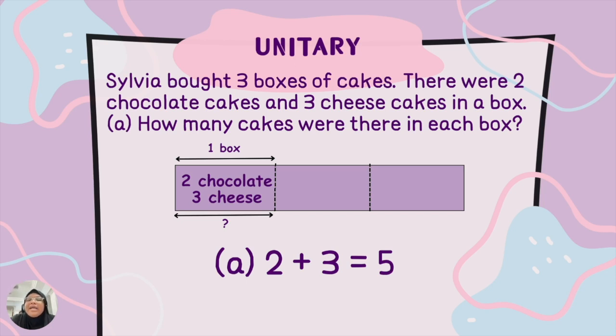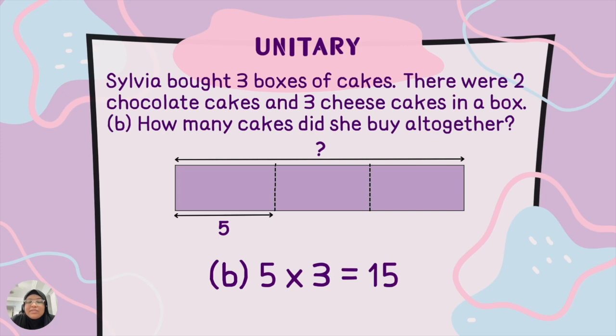Okay, and then for part B, using the same model, the child should be able to identify which is the second question. So earlier for part A, we've already identified that each box has 5. Okay, so how many cakes did she buy altogether? So 5 times 3, because there's 3 boxes. So that's why you're able to find 1 box, 2 box, 3 box. Okay, so it's 5 times 3, or 5 plus 5 plus 5, which will also come to the same answer.